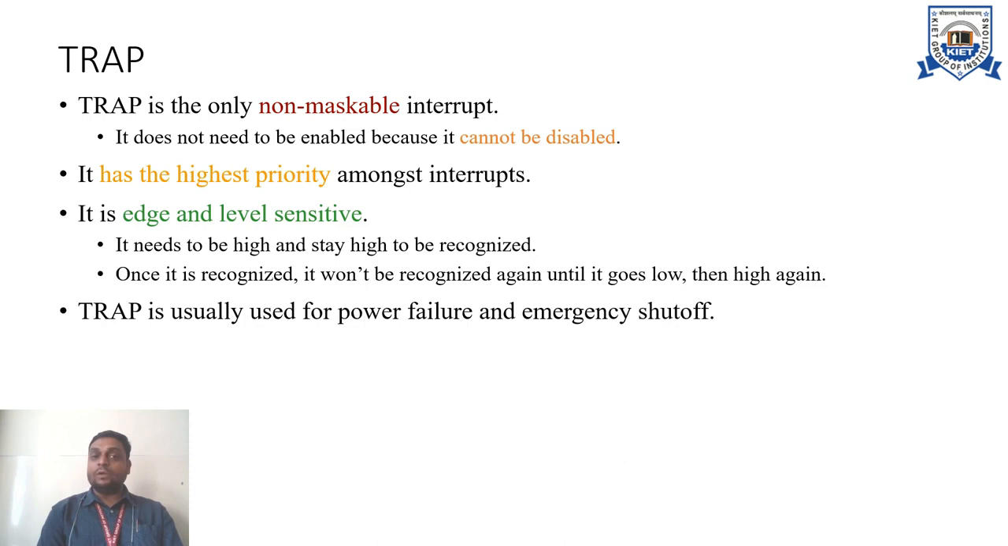Trap. Trap is the only non-maskable interrupt in case of 8085. It cannot be disabled. It has the highest priority among the other interrupts. It is edge and level sensitive, means it needs to be high and stay high to be recognized. Once it is recognized, it won't be recognized again until it goes low, then high again. Means once the trap is generated, the microprocessor will solve the query, and after that trap will go low. If the trap does not go low, then the microprocessor will not continue its previous work. Trap is usually used for power failure and emergency shut off purposes.